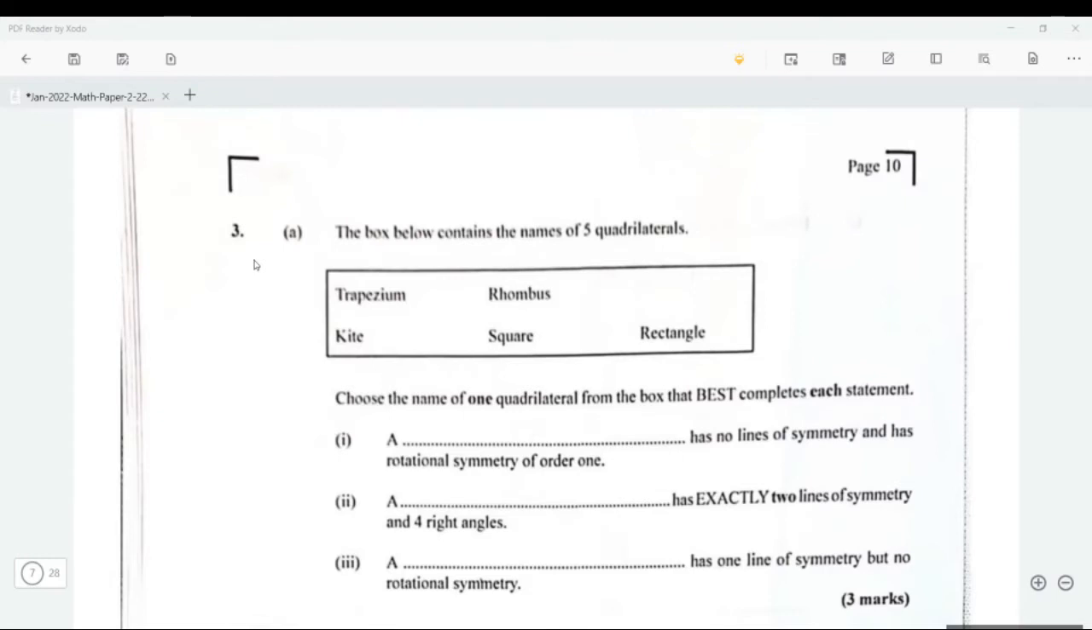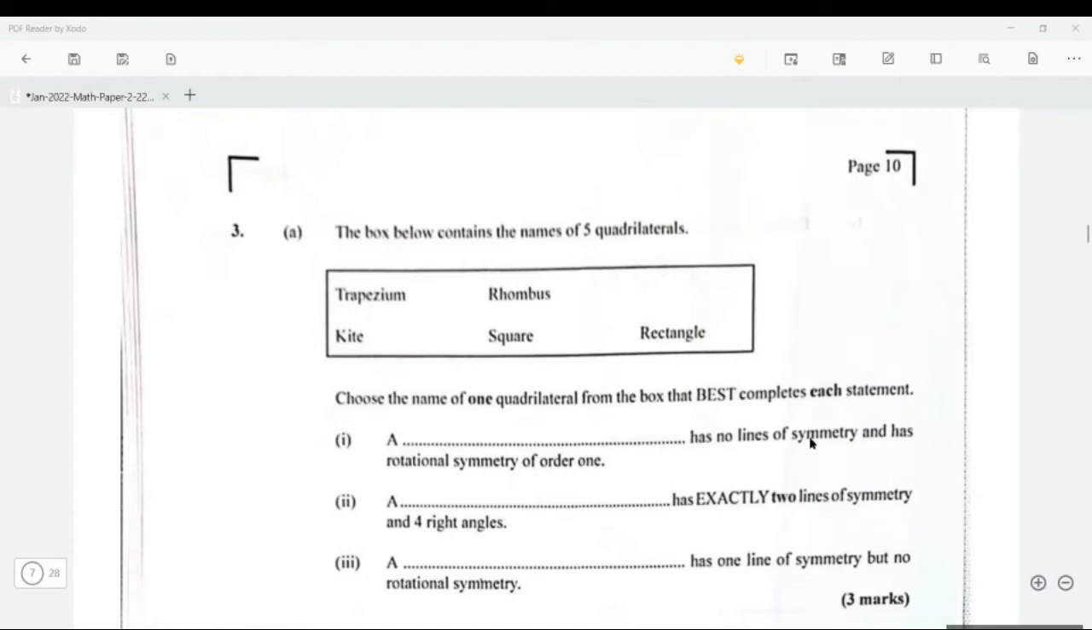So now we're having a look at question number 3. It says the box below contains the names of the 5 quadrilaterals: trapezium, rhombus, kite, square, and rectangle. Choose the one quadrilateral from the box that best completes each statement. A dash has no lines of symmetry and has a rotational symmetry of order 1.